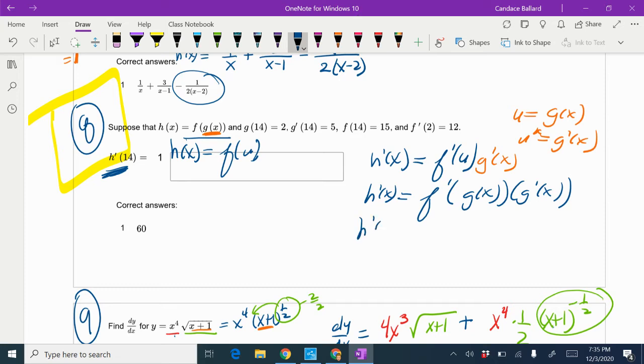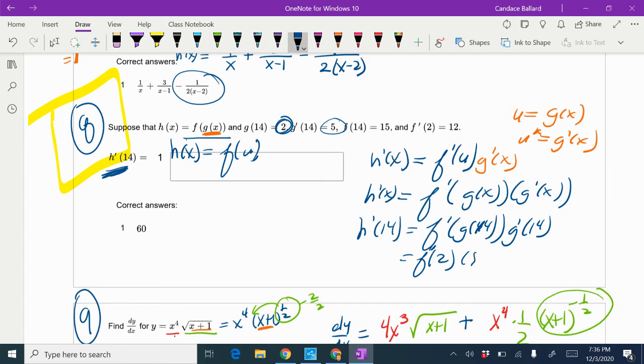Now we're going to plug a 14 in there. So f prime of g of 14 times g prime of 14. All right, so g of 14 equals 2, so I get to substitute in a 2. And then g prime of 14 equals 5. And then I need f prime of 2, which equals 12. And then 12 times 5 equals 60.